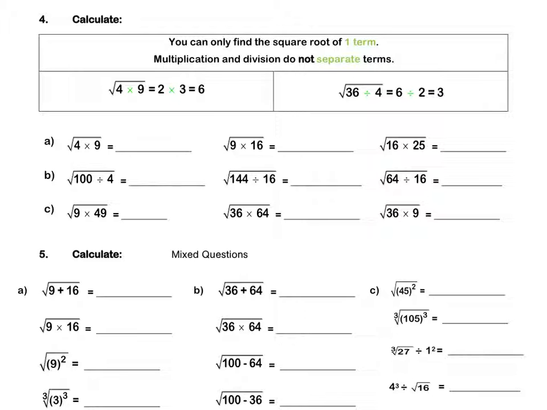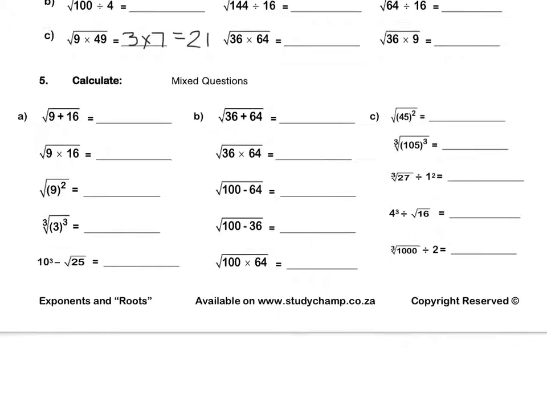Let's look at question C. We do not have to work out what 9 times 49 is, because the times does not separate the two terms. So, the square root of 9 is 3, times the square root of 49 is 7, and our final answer is 21. Press pause to complete question 4 by yourself. When you are done, use the memo to mark your answers.